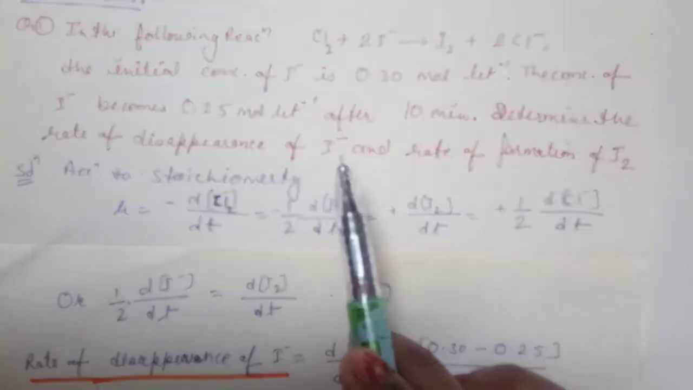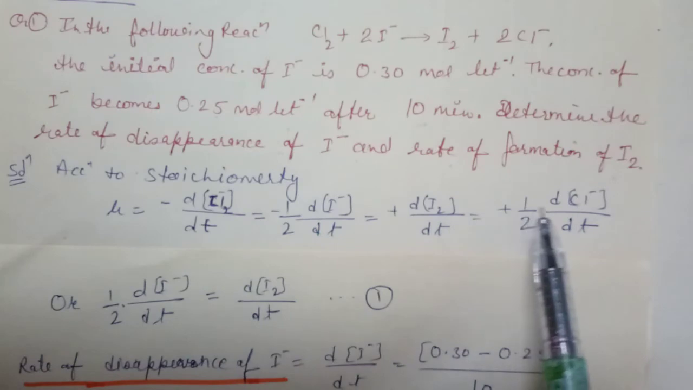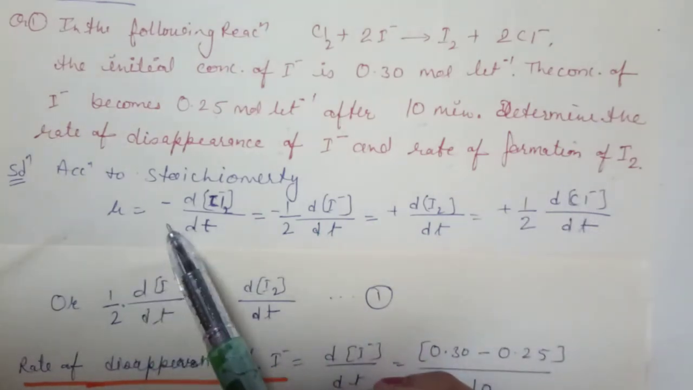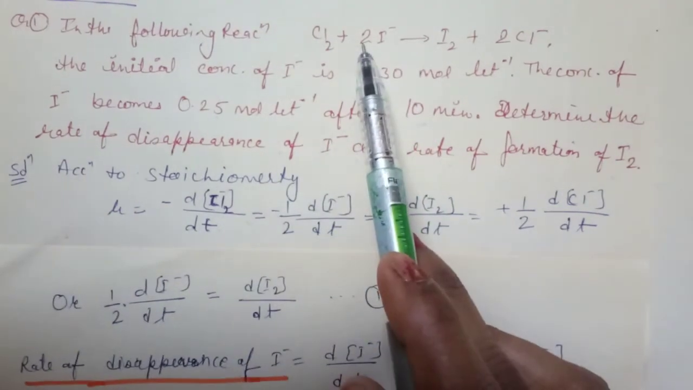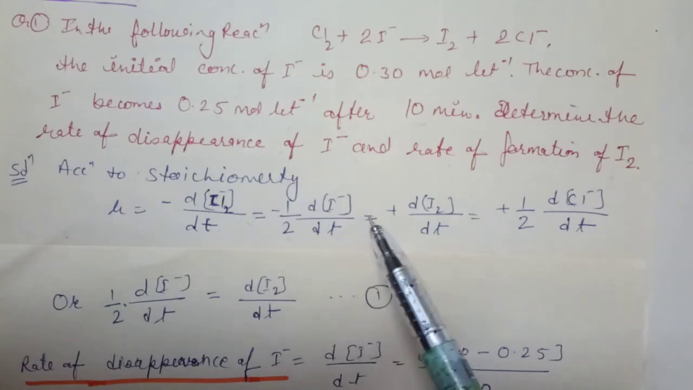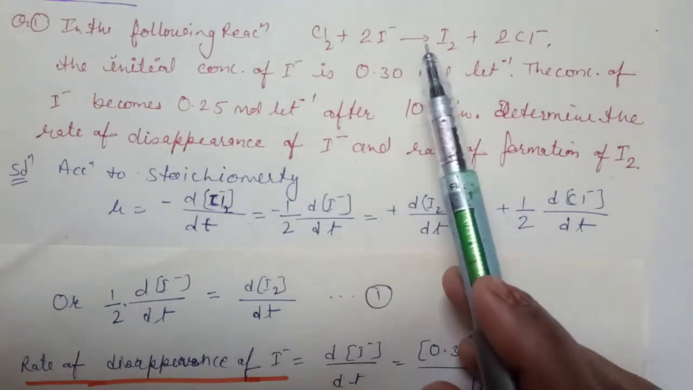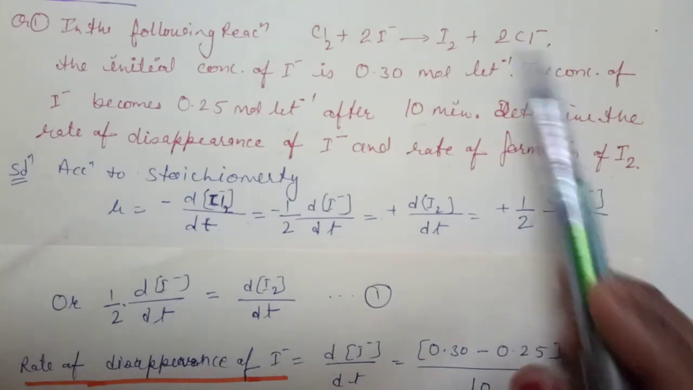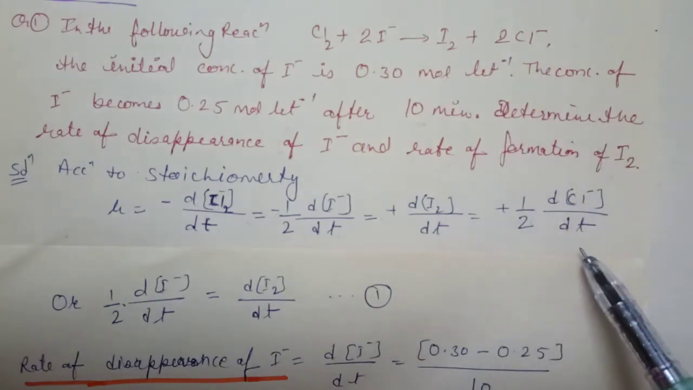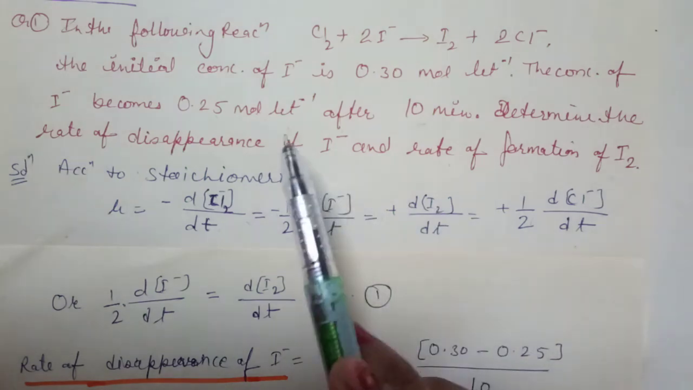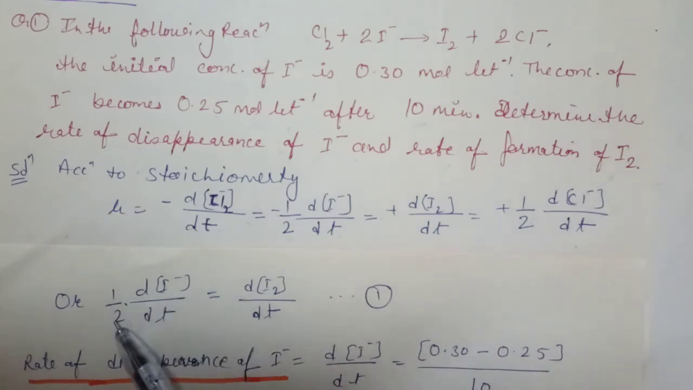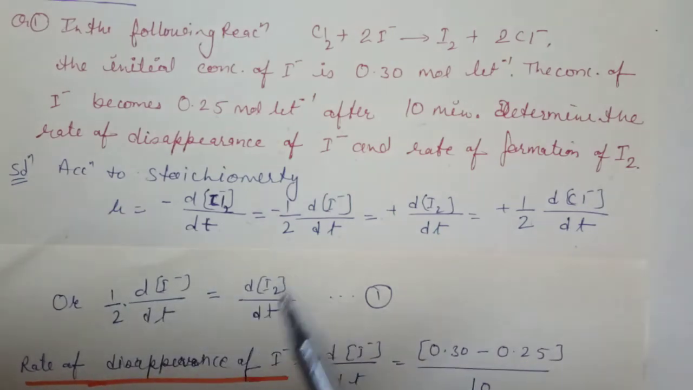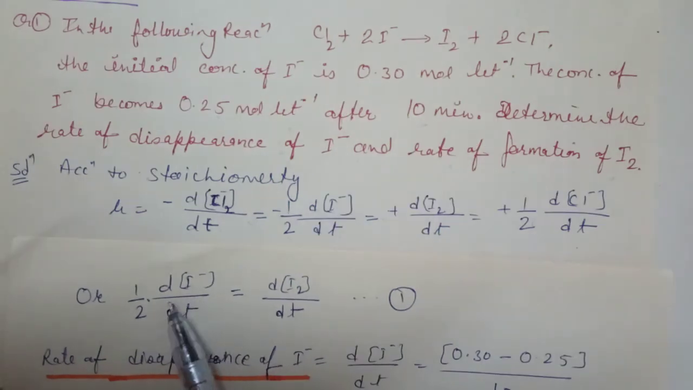First of all, we have to write the stoichiometric relationship between the rates of reaction. R will be equal to minus dCl2 upon dt, according to this, is equal to minus 1 upon 2 dI minus upon dt, there is 2, is equal to dI2 upon dt, there is no stoichiometric coefficient, is equal to plus 1 upon 2 dCl minus upon dt. Okay, we have to calculate dI minus upon dt and dI2 upon dt. First of all, minus 1 upon 2 dI minus upon dt is equal to dI2 upon dt. This is the relation between the rate of disappearance of I minus and the rate of formation of I2.